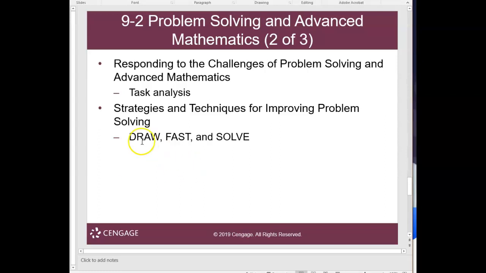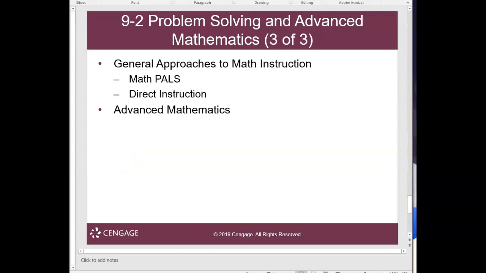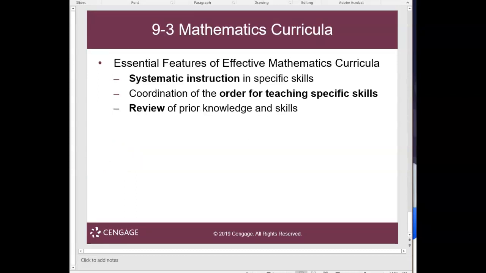Okay, some strategies: draw, FAST, and solve. Again, those are in your textbook, and I actually talk about these. I did a presentation over the summer in Columbia, and I talked about all three of these strategies. But make sure you go into your textbook, and it explains draw, FAST, and solve. When you're teaching strategies and math in general, you need to make sure you're really explicit with what you're teaching, okay?